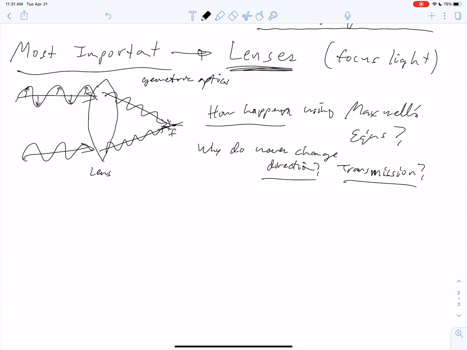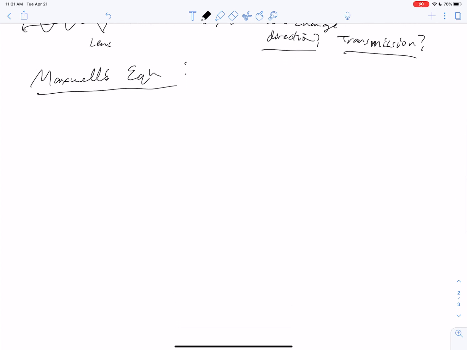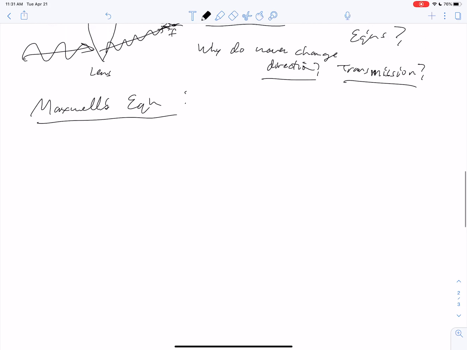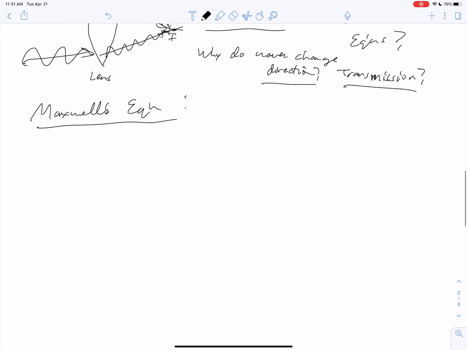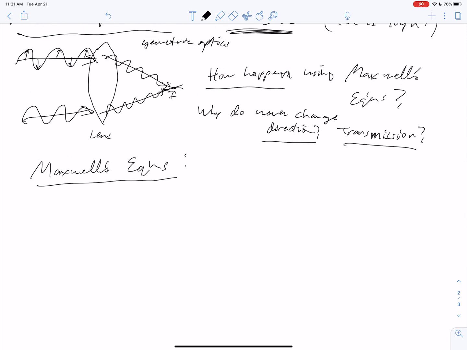So to answer these questions, we need to use, of course, Maxwell's equations. And so that's what we're going to be talking about right now. Let's draw the situation first. We want to understand what happens when waves hit lenses from the perspective of Maxwell's equations. So let's consider what's happening right at the interface here. Let's zoom in on that region of the lens.